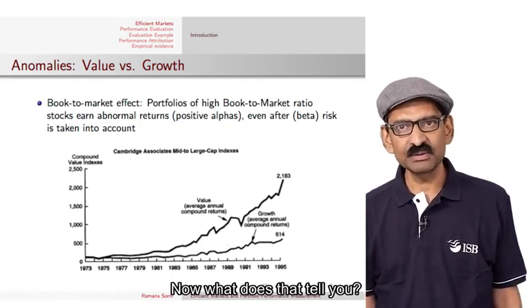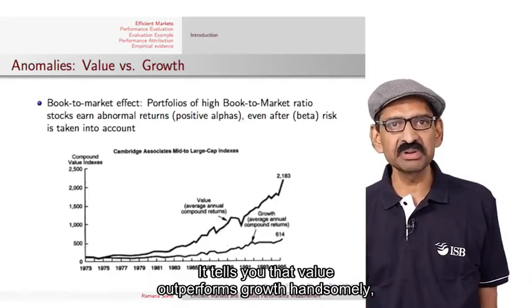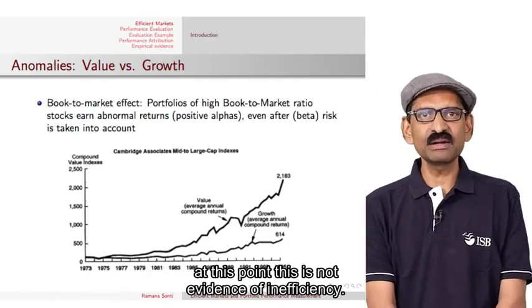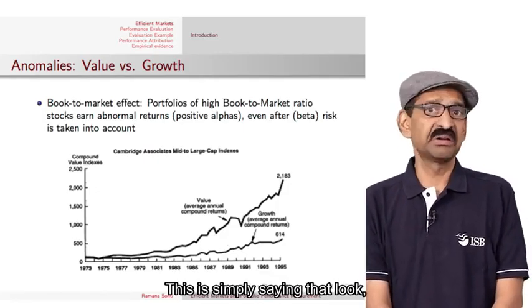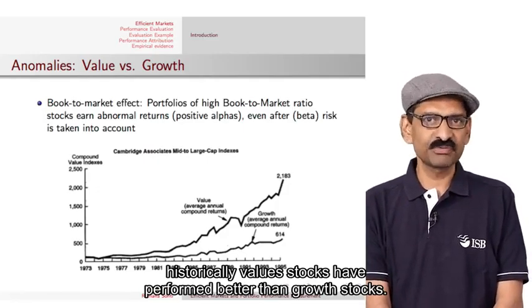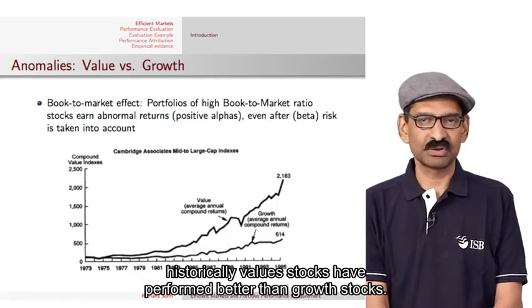Now, what does that tell you? It tells you that value outperforms growth handsomely. At this point, this is not evidence of inefficiency. This is simply saying that, look, historically value stocks have performed better than growth stocks.